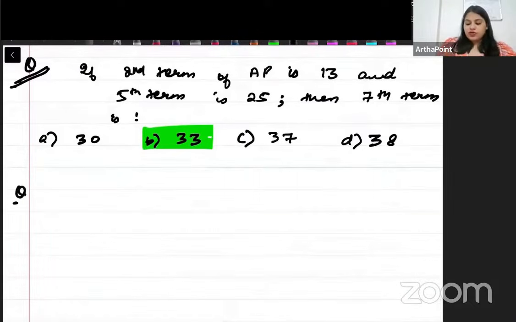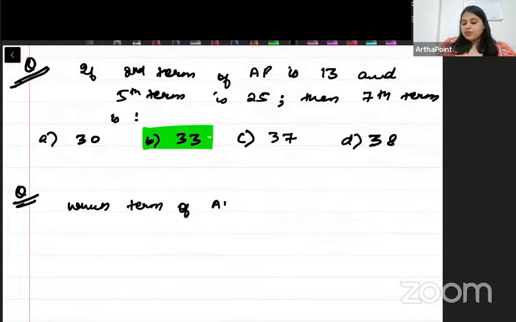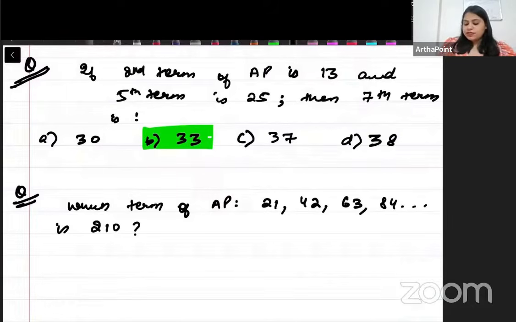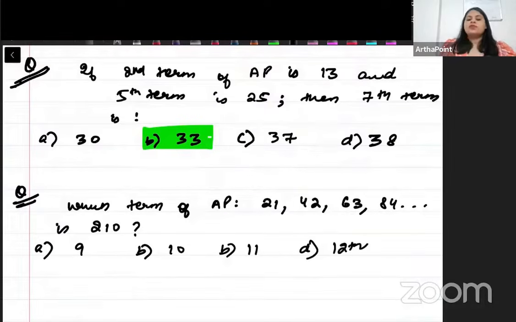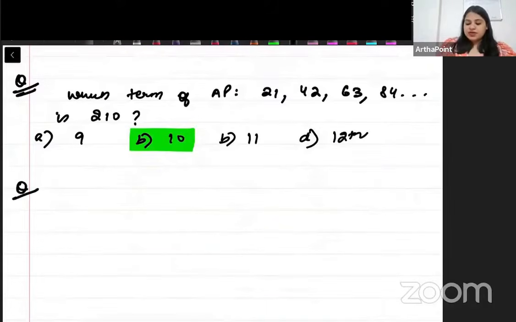Write down another question for your practice. Which term of the AP 21, 42, 63, 84 is 210? And the options are 9th, 10th, 11th, 12th. Again, this is for you to practice. I am just giving you the answer to this question, that this will be 10. One last question for you to practice, beta.